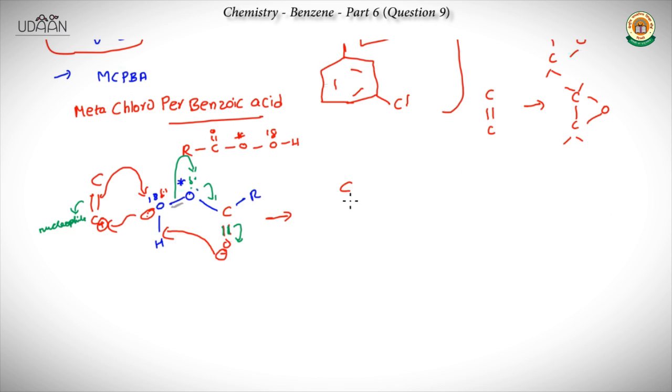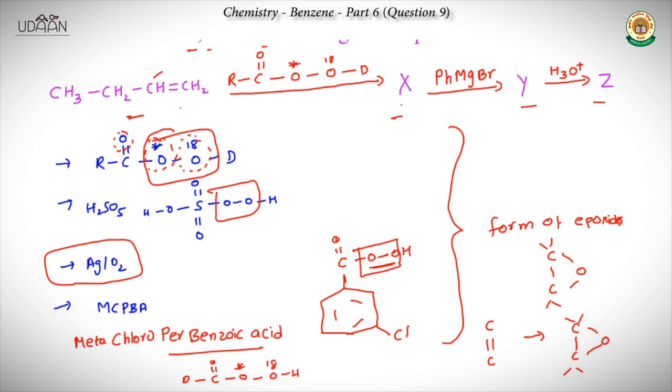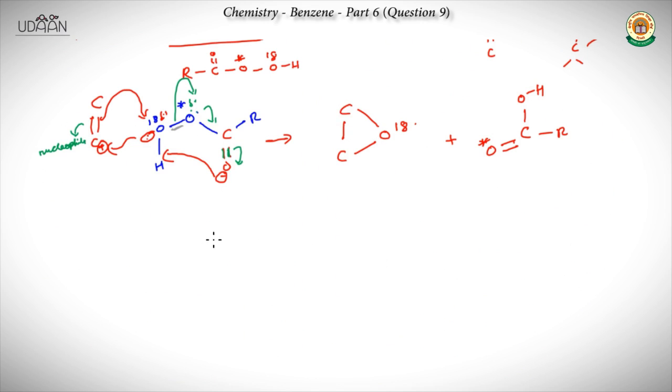Finally you are going to get O-18, this one, and here you have OH, R double bond O*. So this is the mechanism for the first part, and the alkene given to us is butene. So you have this one as your X, which is the epoxide, with O-18 here.